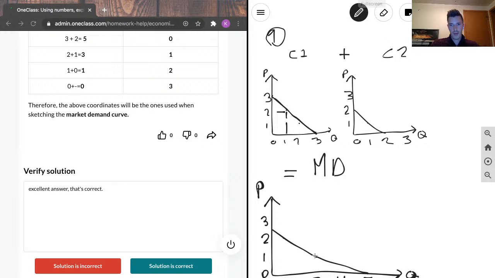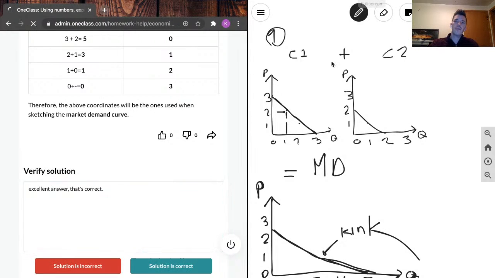Let me accentuate this. That is very large. You get the gist of it. I'll give you guys a second to take a picture, and then we can move forward.